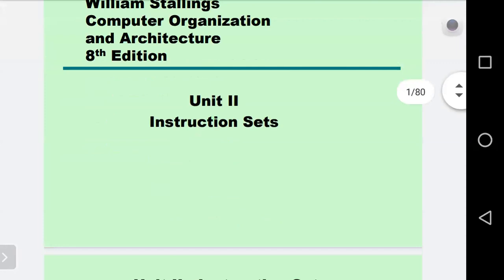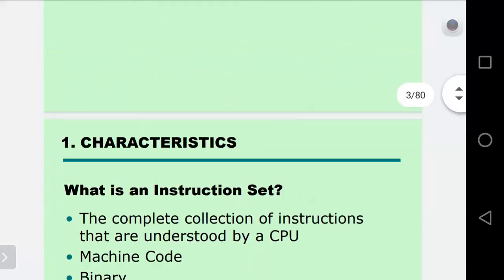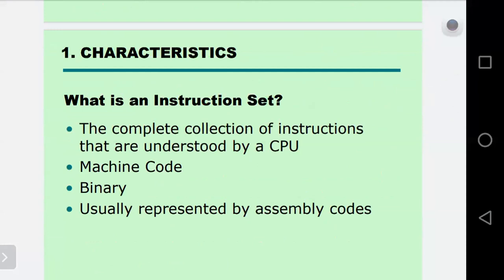So what have we discussed in unit number 2? Mainly unit number 2 is for the instruction set. Here we have discussed the instruction only. We have seen the characteristics, types of operand, types of operations, assembly language, addressing mode, instruction format, types of instruction, instruction execution, machine state and processor status, structure of program, introduction to RISC and CISC. Briefly, within 10 to 15 minutes, I will discuss what we have covered in this unit.